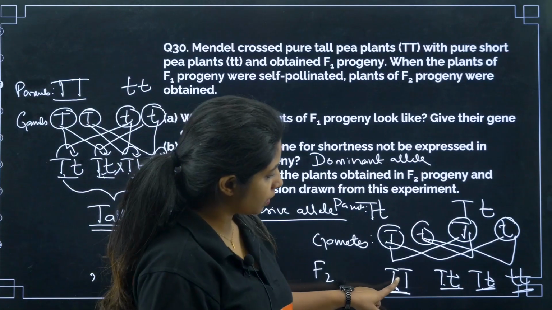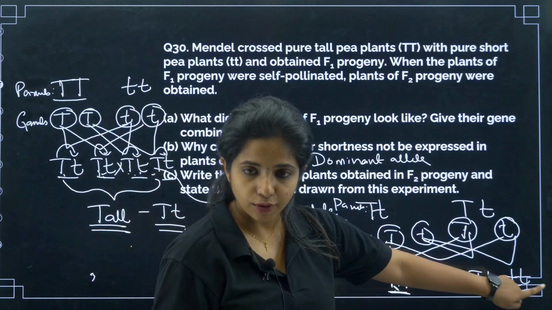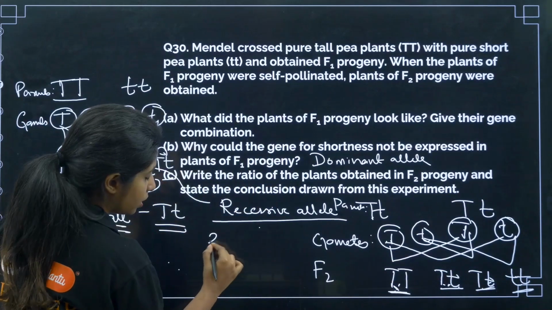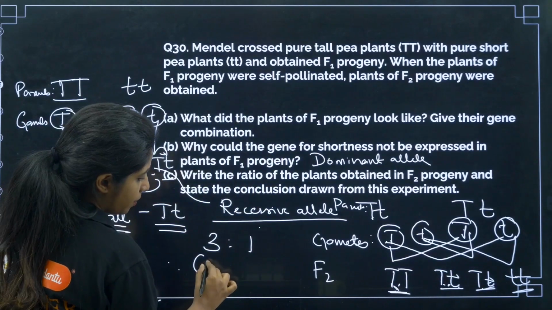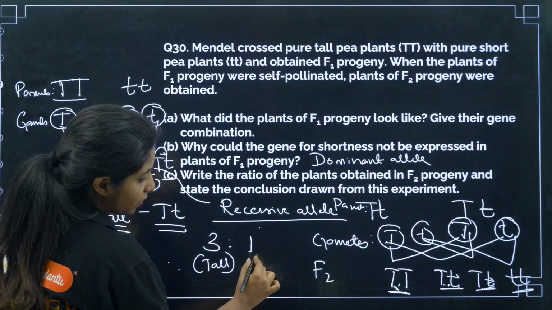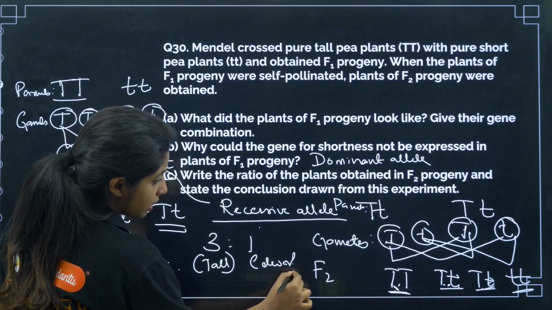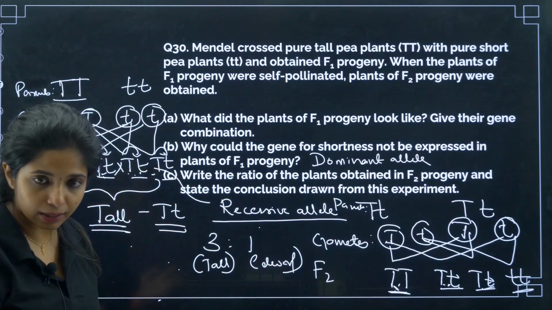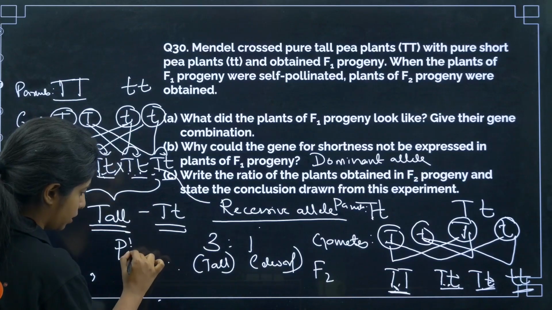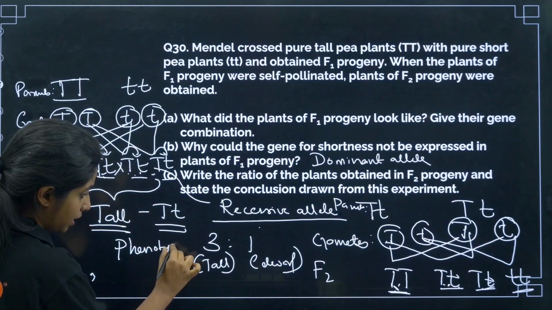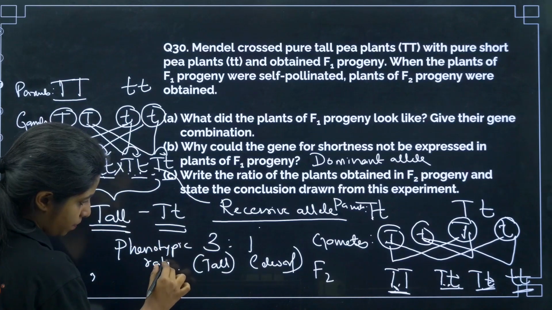So you see tall, tall, tall and dwarf. So how many of them are tall? 3:1. That is 3 of them are tall. Please write like this. And one of them is dwarf. This is how they appear physically. This is the phenotypic ratio, that is the physical appearance ratio.